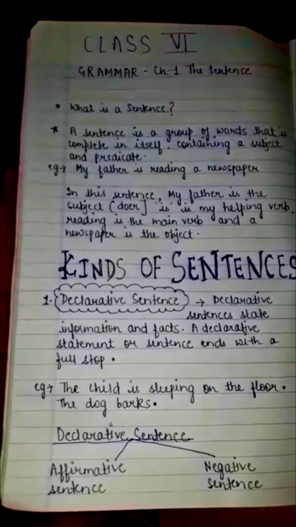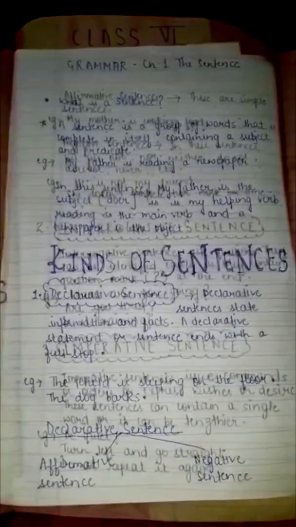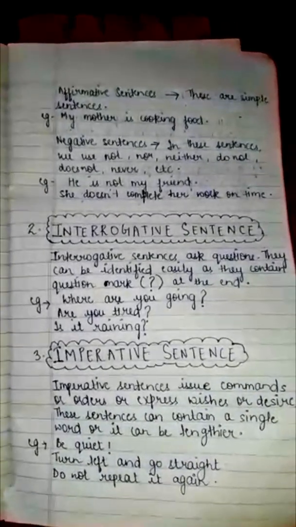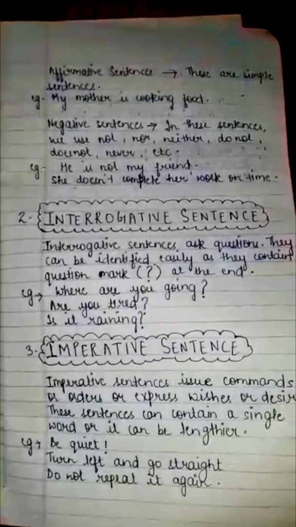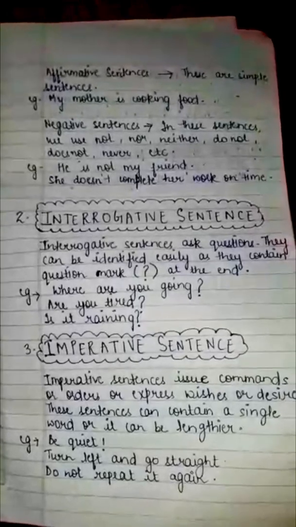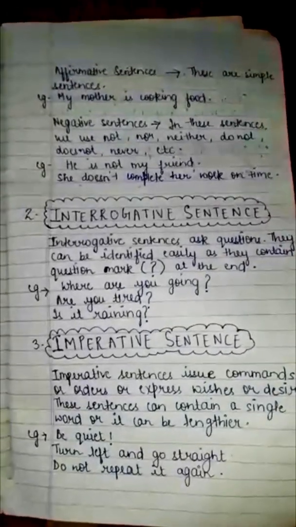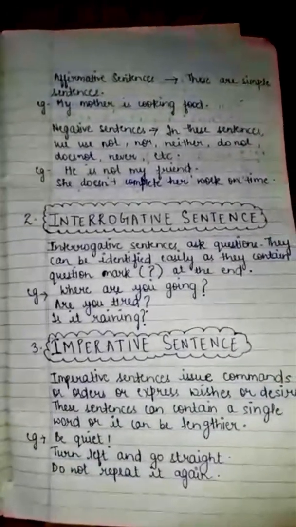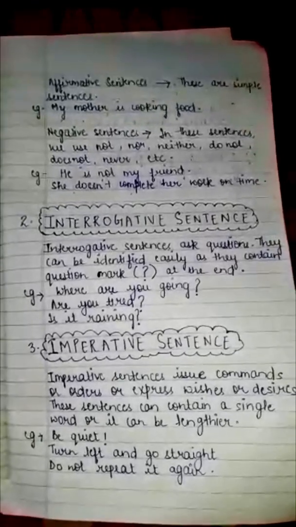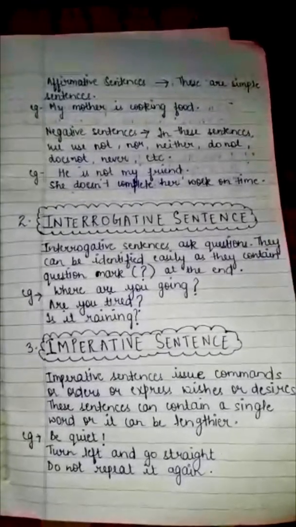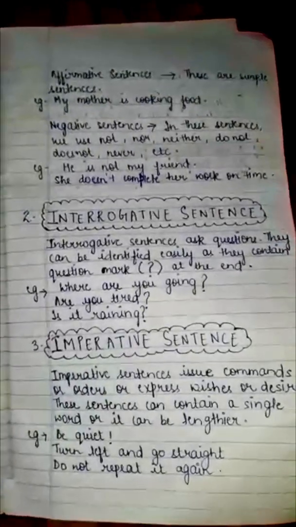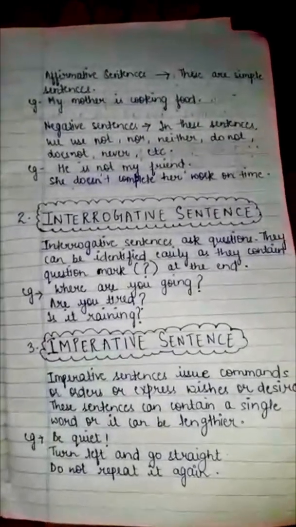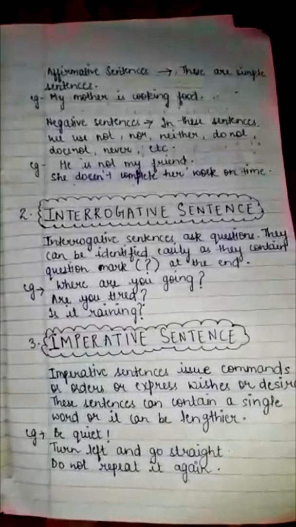For example, he is not my friend. So when we talk about negative sentences, we have she doesn't complete her work on time. Can you see? You must know the examples well and you must know the sentence structure. You should know whatever sentences we have, how to use them. Then after affirmative and negative sentence, we have interrogative sentence.